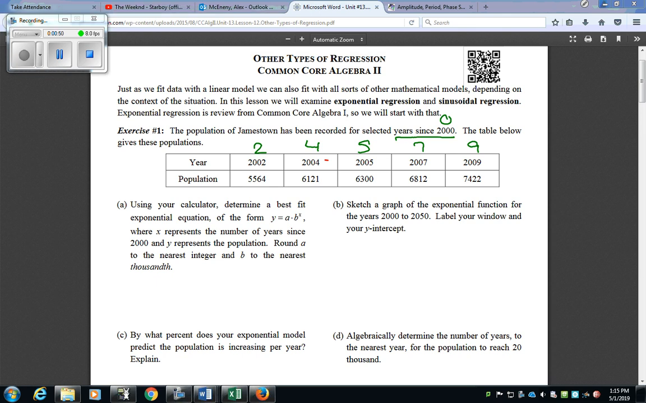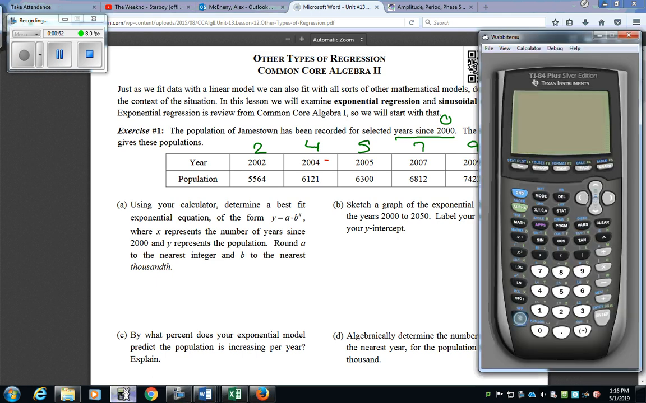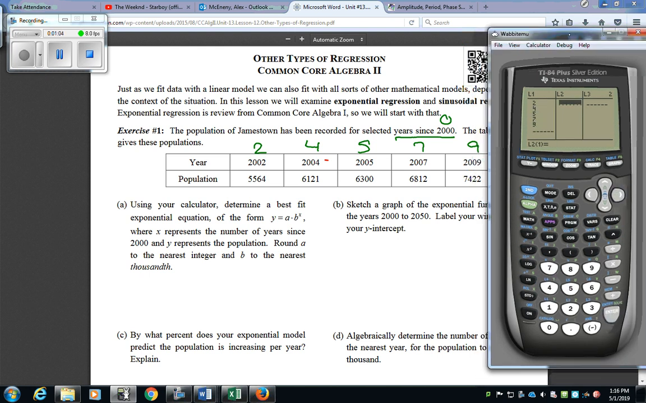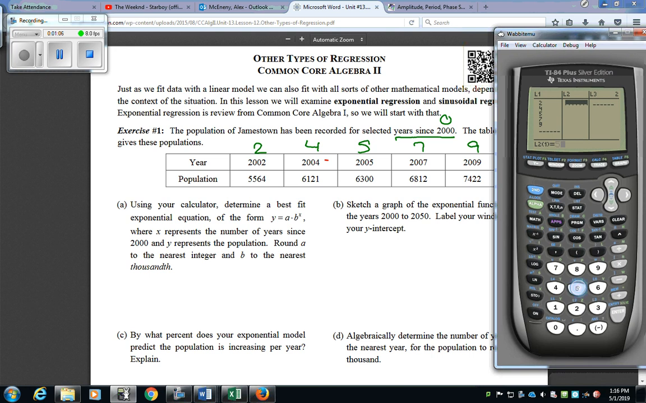Now I'm going to go ahead and pull up my calculator, and I'm going to go to stat, and then I'll put in my 5 year values, 2, 4, 5, 7, and 9. And then I'm going to go to L2 and type in my populations. And again, make sure you're trying this on a calculator if it's available to you. That way you know how to do it later.